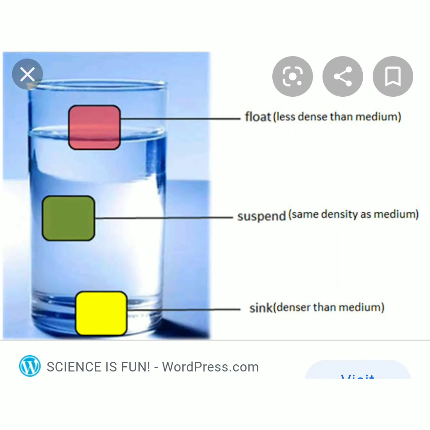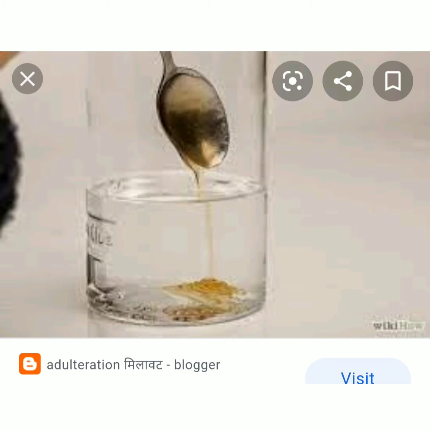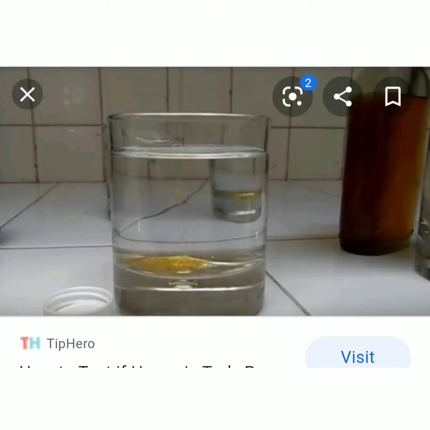Let's do another experiment. Is there honey in your home? Yes, that sweet honey itself. Ask your mother to give you one teaspoon of honey. Put it in a glass of water. If it is pure honey, it rests at the bottom of the glass without mixing with water. Why does honey sink in water without mixing with water?